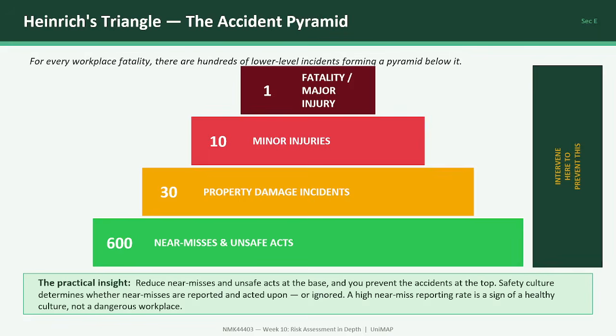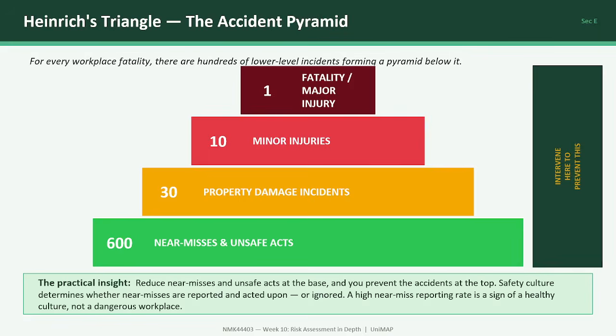Below that, for every fatality, there are approximately 10 minor injuries, cuts, burns, bruises, sprains. Below those, for every 10 minor injuries, there are approximately 30 property damage incidents, near hits where something was damaged but nobody was hurt. And at the base, for every 30 property damage incidents, there are approximately 600 near misses and unsafe acts, situations where the potential for harm existed. Something went slightly wrong, but by chance, no injury and no damage resulted.